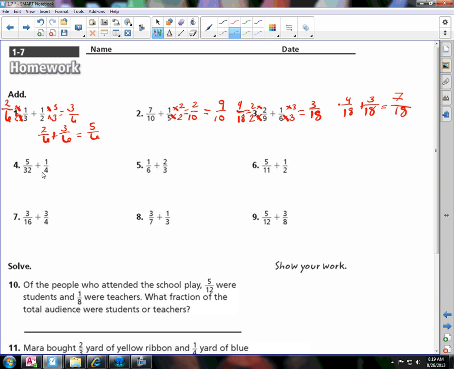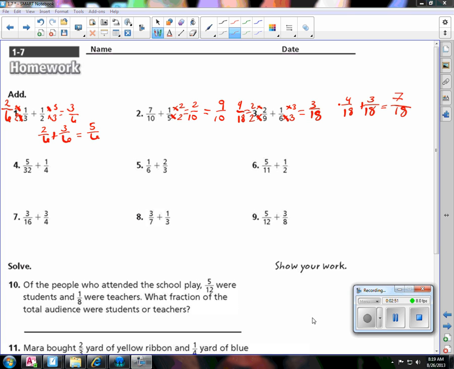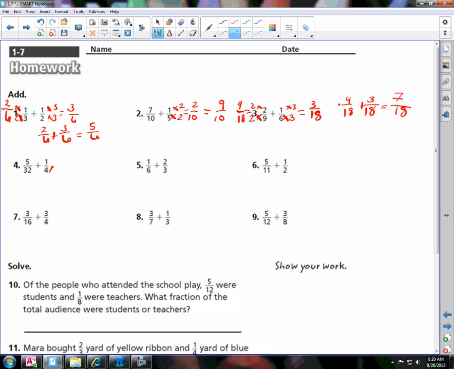Okay, this one looks even larger. I'm going to just change 4 to 32nds. Okay, so we're going to take that 1/4 and we're going to multiply that by 8. 8 again, numerator and denominator following my rule. I get 8/32. So now I can add 8 plus 5. Get 13/32. Okay, so once you find your common denominator, all you're doing is adding your numerators.